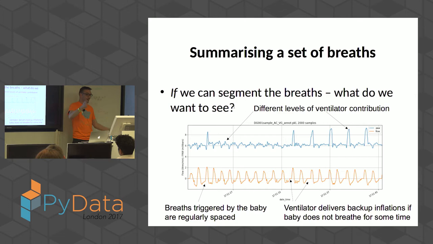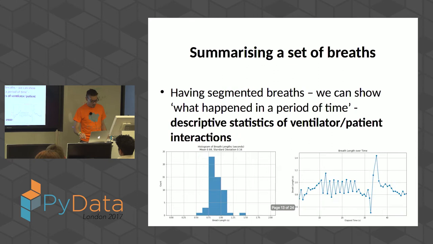But it turns out the data can get quite messy and quite dirty. And so we wanted to put in place a machine learning process to identify the areas that were easy to classify and the areas that were harder to classify. So what kind of summaries do we want out the other side?